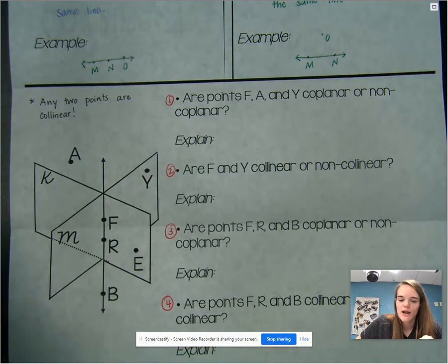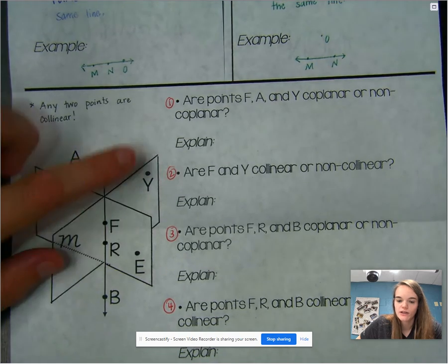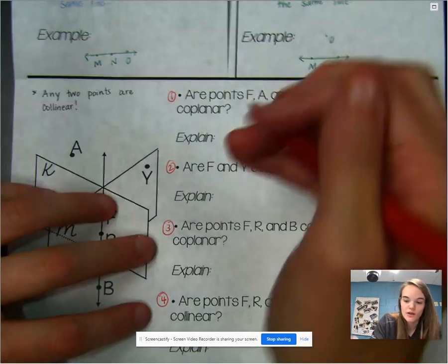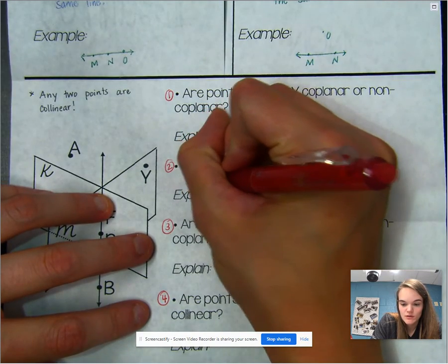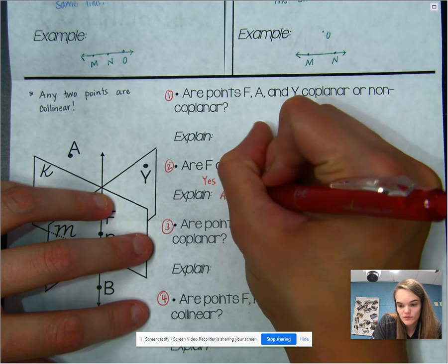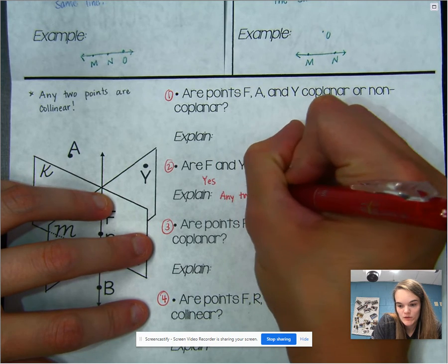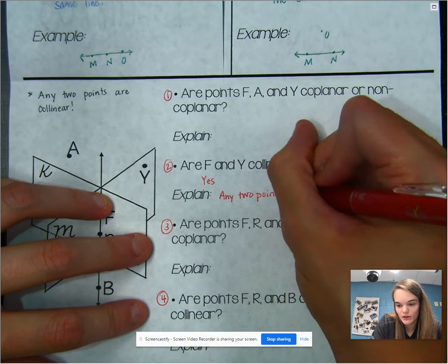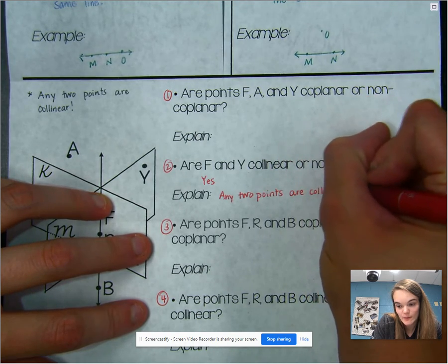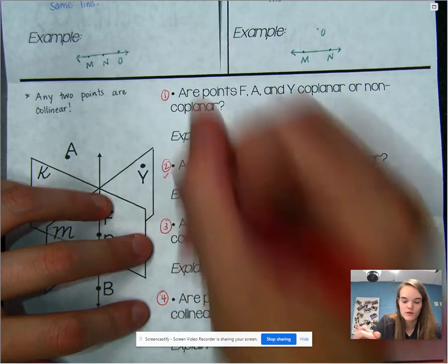Number 2. Are F and Y collinear? Well, we just talked about that. That's two points. Yes, because any two points are collinear. So absolutely. We're done with that one.